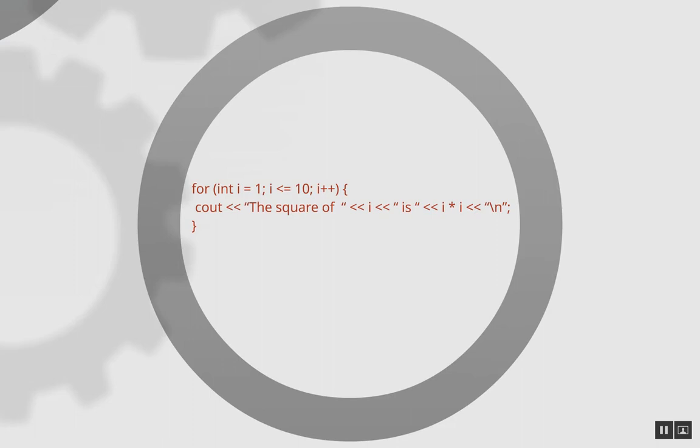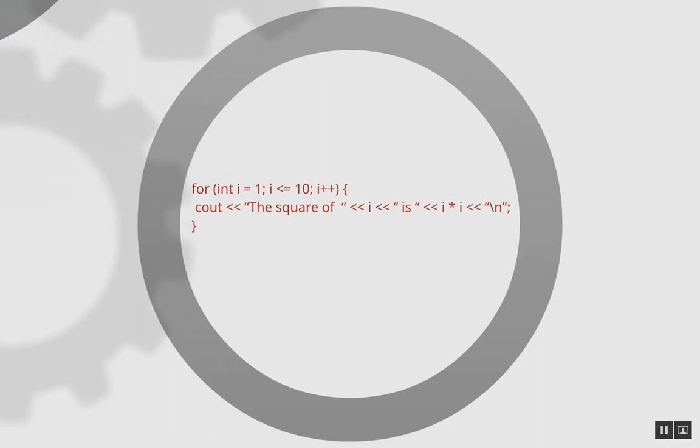You repeat this code for 3, 4, 5, 6, 7, 8, 9. After loop 9, the i++ makes i increment to 10. The condition is checked. Is 10 less than or equal to 10? This is true, it is equal to, so we can run the code inside the curly braces. So the output for the 10th loop is the square of 10 is 100.